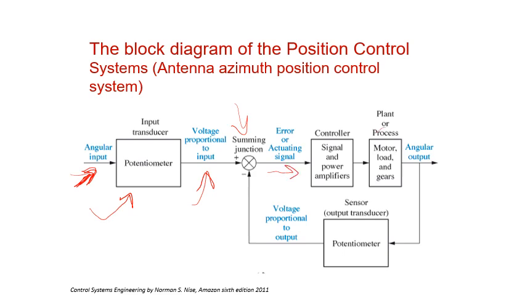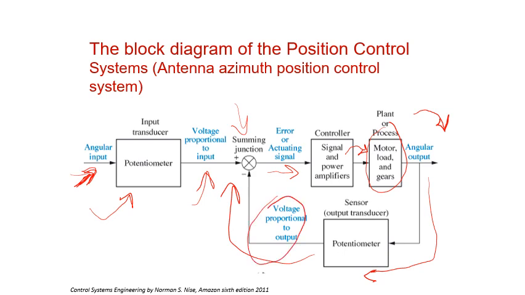The amplifier will be connected to the motor. Now the amplifier will send an electrical signal to the motor. The motor will operate to change the position, the angle. Now the sensor will sense the angle and compare it with the required angle. So this is the actual angle here, and this is the requested angle. Whether they are the same or not, that's to be decided by the system.